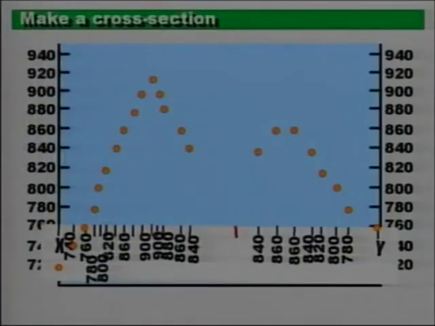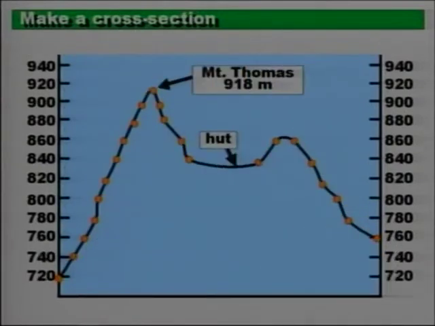Okay, if you plotted all the information onto the graph which you would have constructed, then the feature constructed would look like this. From here up to the point, and then down, up again to this point. So you check the features that you have. This is what it should look like.